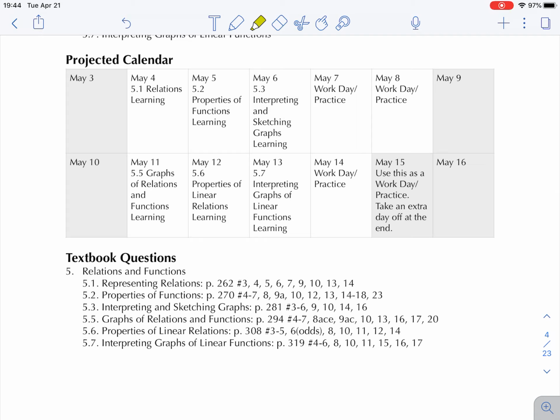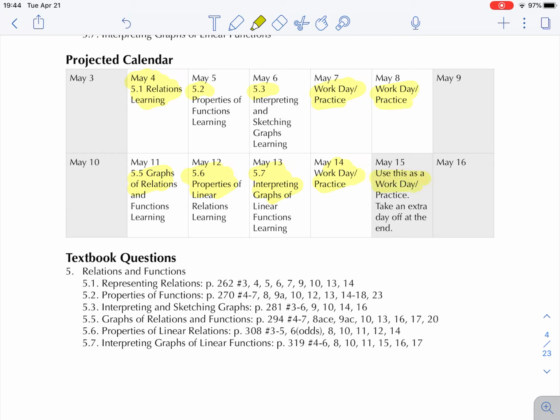Here's the projected calendar. This unit should take about 2 weeks. You can see here, starting off on May 4th, Monday, relations learning. Then we go through 5.2, 5.3, and then have a couple of days to practice. So doing your textbook questions, making sure you can do the math. Not just understand it, but can do it. Then graphs of relations and functions, right here. 5.6, properties of linear relations, and 5.7, interpreting graphs of linear functions.